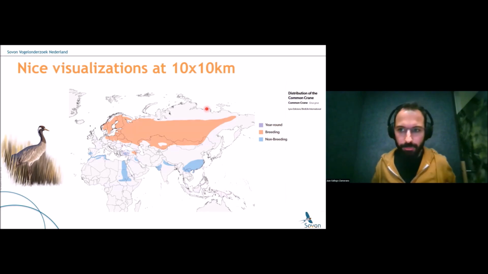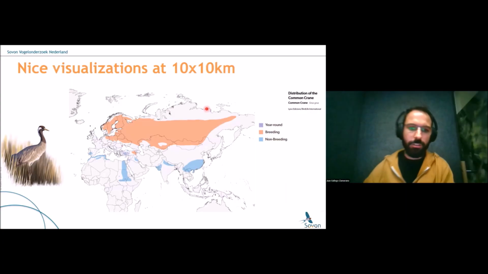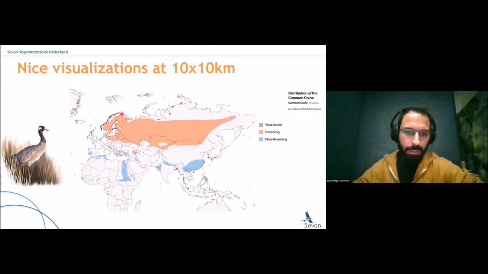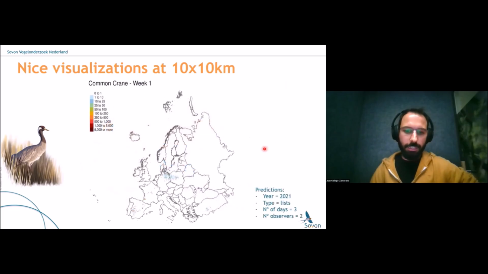So this is the distribution of the common crane. Normally they breed in the north part of Europe and Russia, and they winter in the south part of Europe. So in the first weeks of the year, we will expect them to be more in the south of Europe, and then through the time, they should move towards the north. And that's exactly what we see with these models.